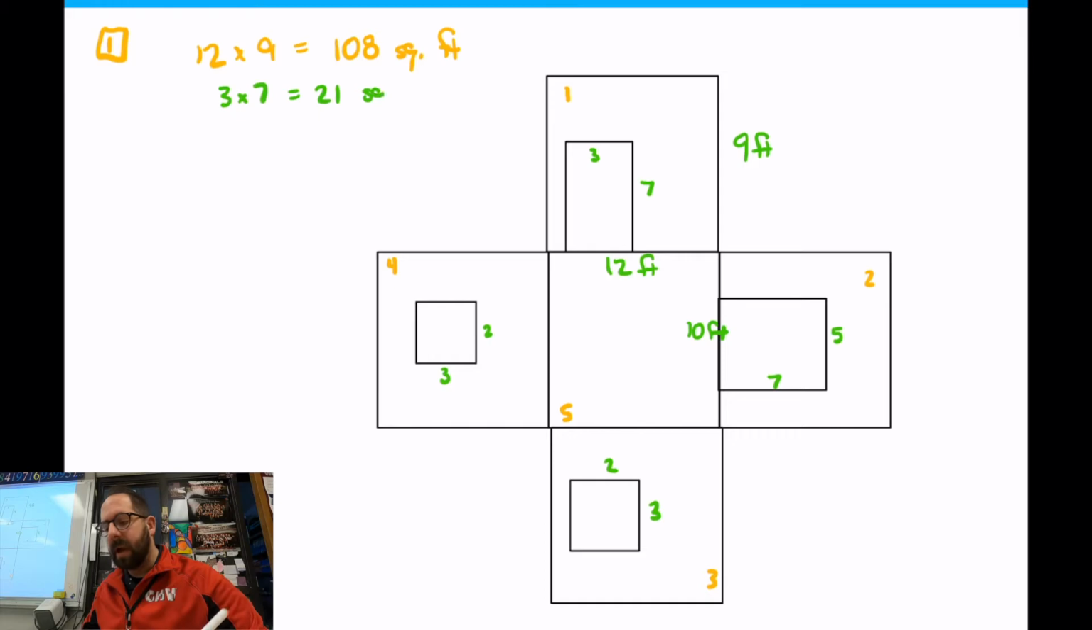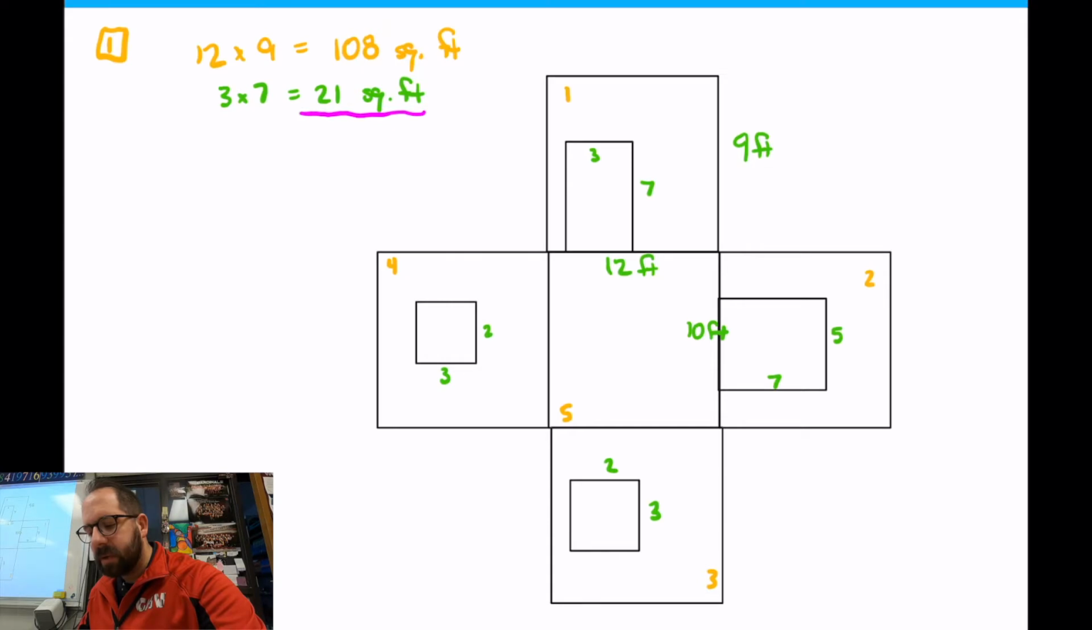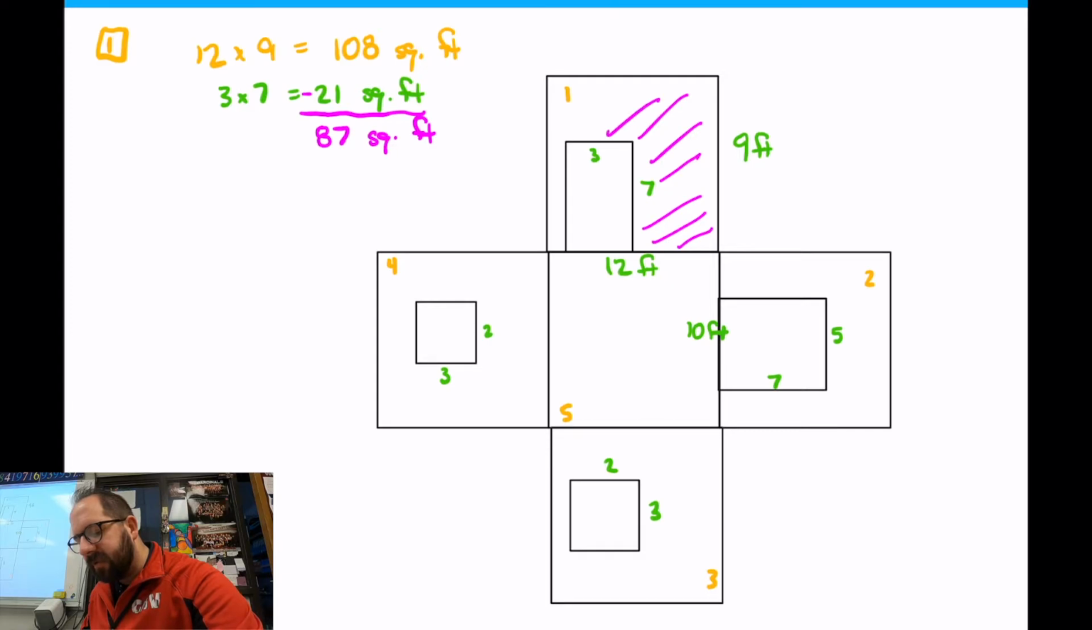And then you're absolutely right. What we're going to do is take the door, which is 3 by 7, which is 21 square feet. So we have to figure out the dimensions of that door. To figure out the area that you're going to paint, because you're obviously not going to paint the door, you subtract those 2 numbers. If we subtract the 21 from 108, we're going to get 87 square feet. Does that make sense for the first wall?